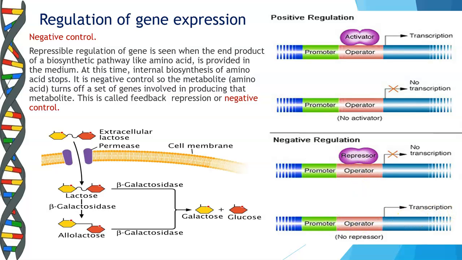the transcription is going to go on. But if a repressor is there, then no transcription will happen. So who acts as a repressor in case of negative control? The end product itself. So here the glucose might act as a repressor. We also have certain other metabolites which act as repressor, and they stop the process of transcription. So this is how the expression of genes is controlled.